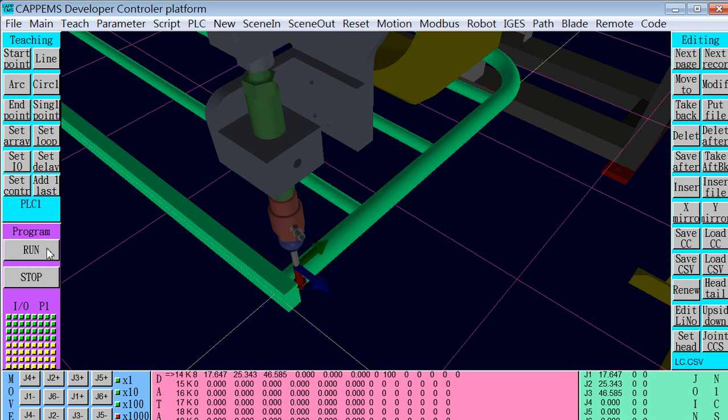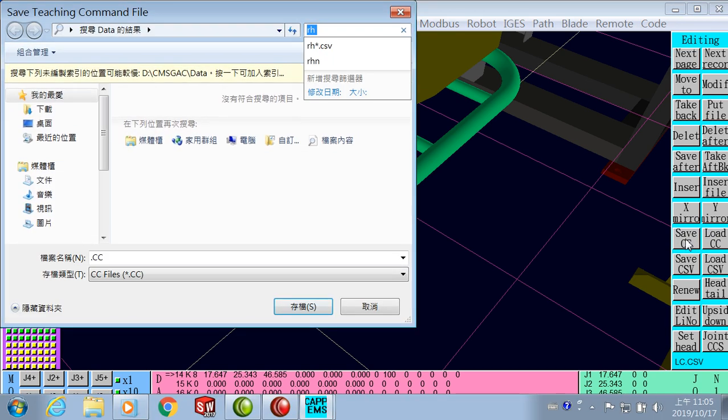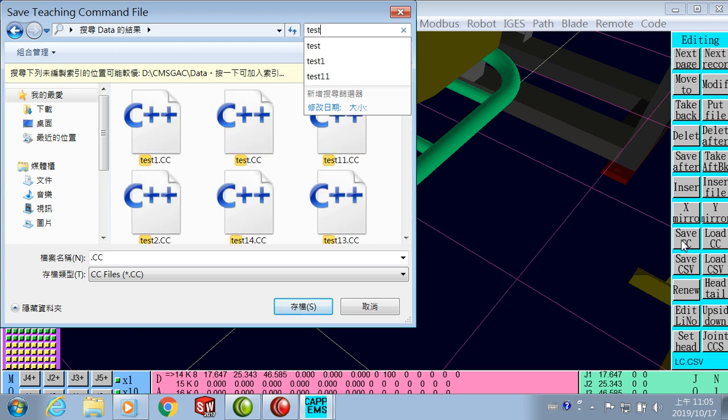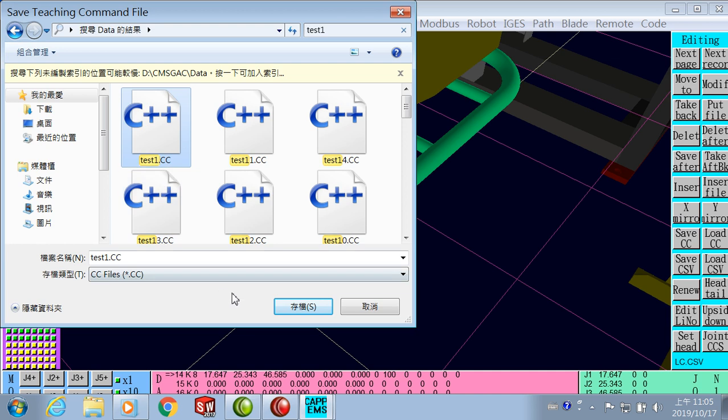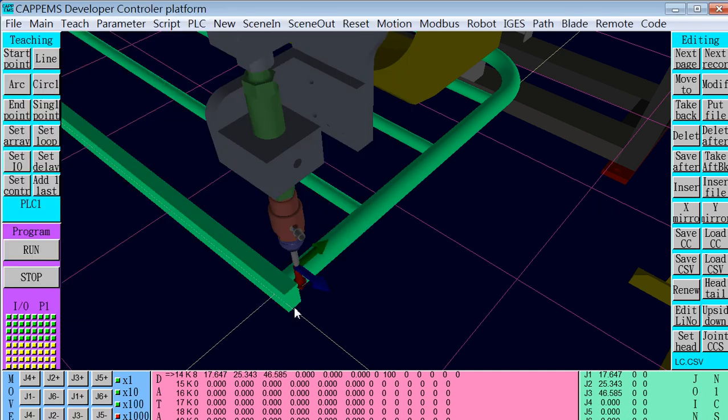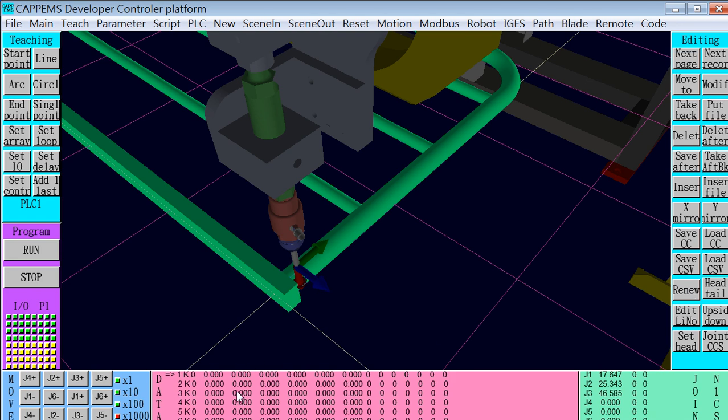Okay, so the first sign finished. Let's save it. Save CC as test 1. Okay, test 1. After save, renew to clear the data field and commence for the next quarter circle.